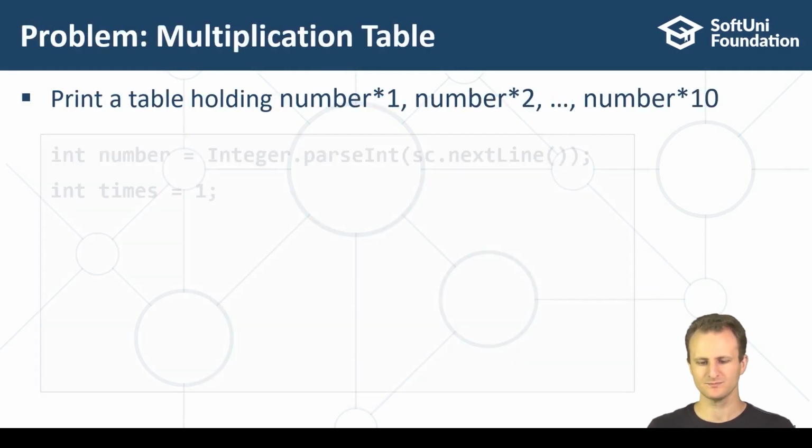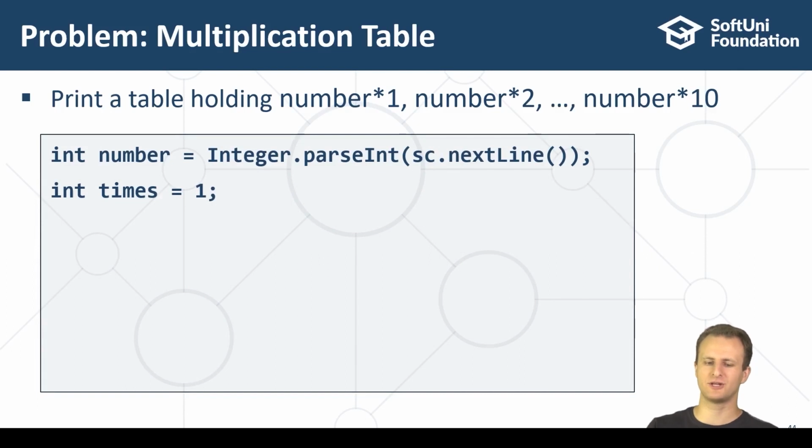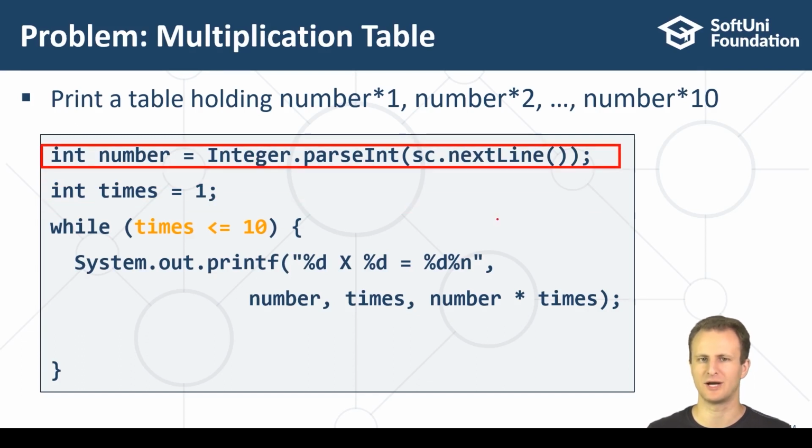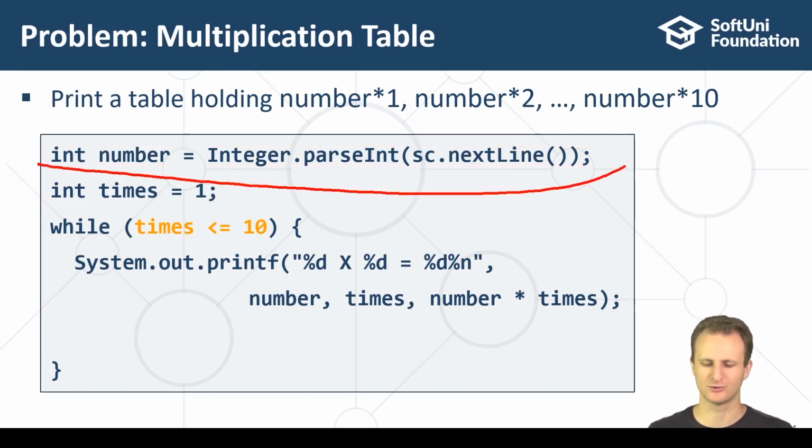Okay, so we have another task over here. We need to implement a multiplication table. What do we need to do? Well, we need to display the multiplication of a number by its multiplier. So we have a number we read from the console, and then we need to display all multiplications of that number from 1 to 10. Well, how would we do that? I'd actually do that with a for loop, not a while loop. But we can also do it with a while loop.